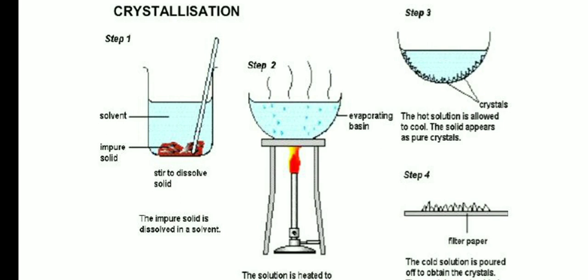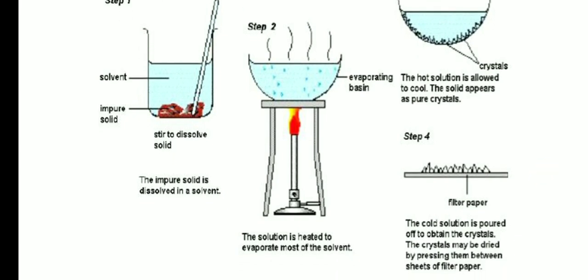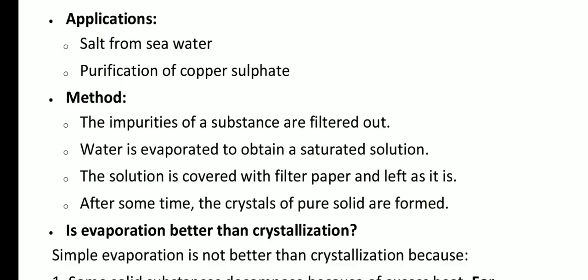after which, in the second step, the impure solution is continuously heated up and the hot solution is allowed to cool. In the third step, the solids appear as pure crystals, and in the fourth step the crystals are filtered on the filter paper, and the cold solution is poured off from the crystals. The crystals may be dried by pressing them between sheets of filter paper, leading us to get pure crystals of the compound. Its applications are to separate salt from seawater or purification of copper sulfate.